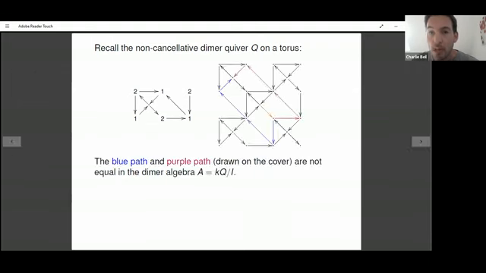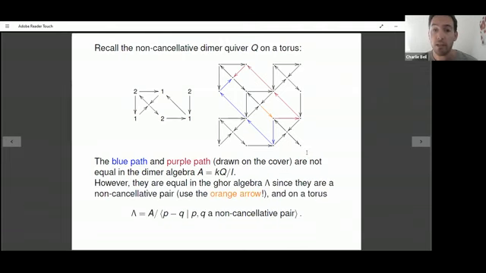Okay, so now this blue path here and this purple path, this is drawn on the cover, the covering quiver; the quiver is on the torus and this is on the cover. They are not equal in the dimer algebra. You can try to move this blue path to this purple path using the dimer relations, but here you have 2 arrows, so that's no good. And here you have 2 arrows there, so you can't move this either. So the blue path is stuck and the purple path is stuck, so you can't move them.